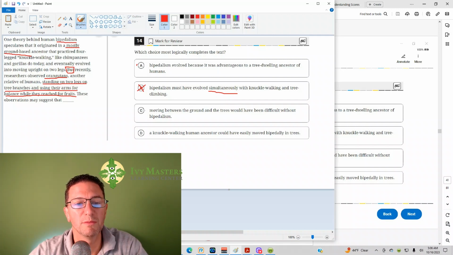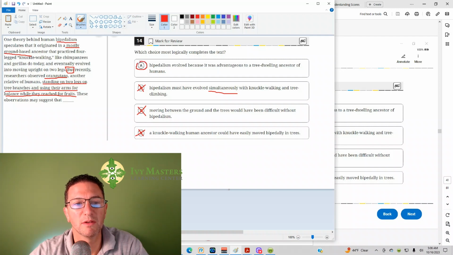Answer C, moving between ground and trees would have been difficult without bipedalism. Now it's talking about living on the ground, then it's talking about living in trees. It's not talking about going from one to the other in any part of the paragraph. Answer choice D, a knuckle-walking human ancestor could have easily moved bipedally in trees. And it's not talking about one doing the other. Answer choice A looks like our best answer.